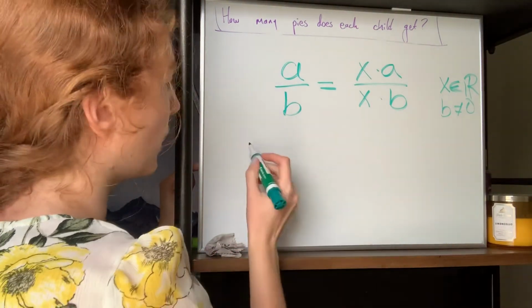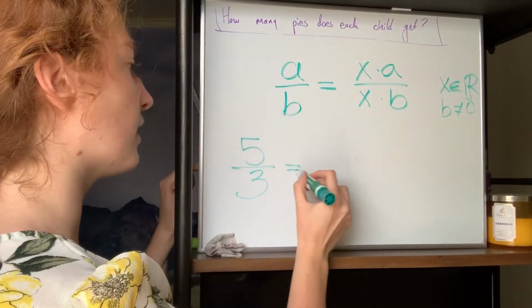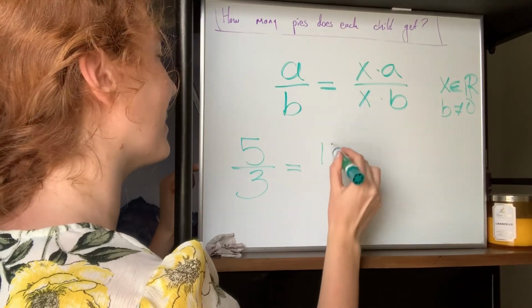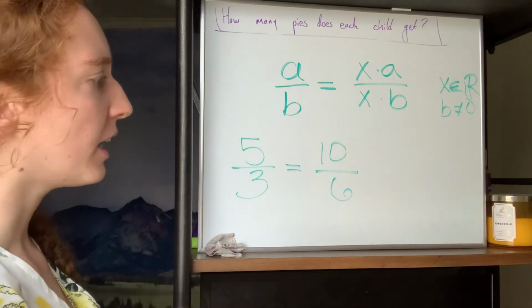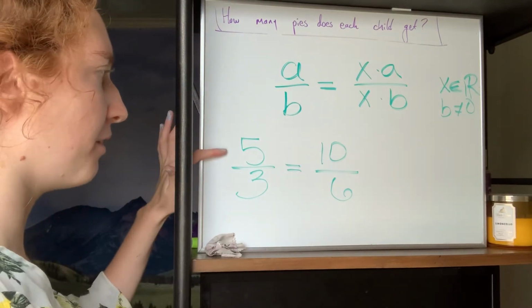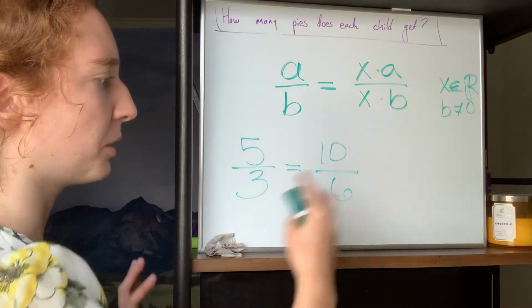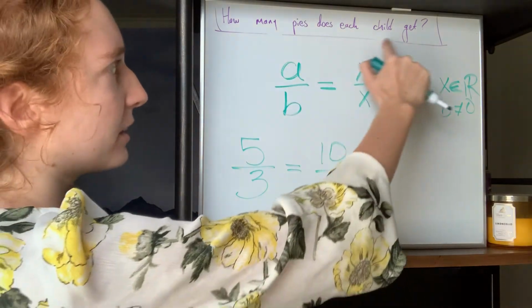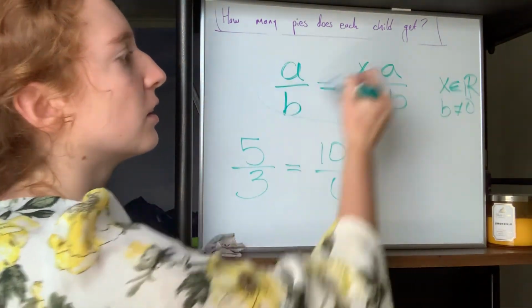So you can do a couple explorations of this, right? Like 5 over 3 is the same as, what am I saying, 10 over 6. And it's basically saying, yeah, if I have 5 kids with 3 pies, then if I just double my number of pies and double the number of kids, then each kid will get the same pies. So how many pies each child gets remains the same when I do this to a fraction.